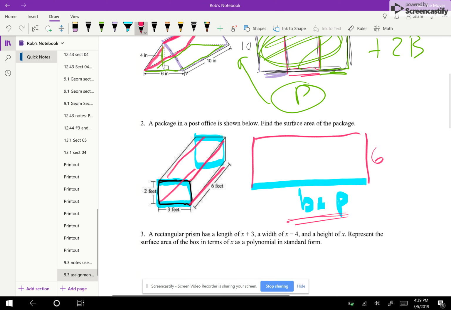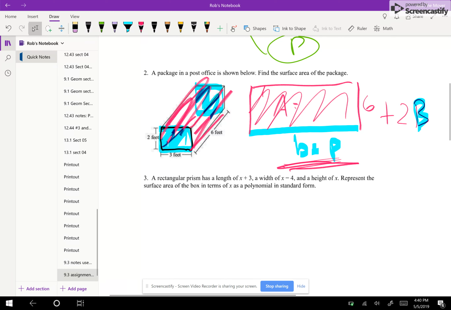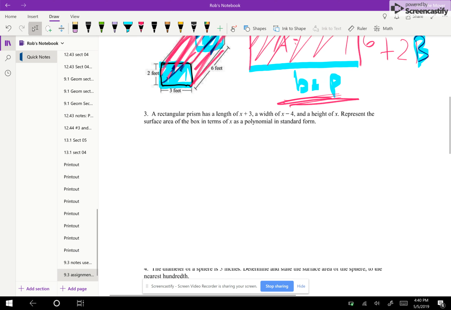Does that make sense? So once you find the perimeter of that base, multiply it by 6, and you're going to get the area of that rectangle, which is just the outsides of this figure. You still need plus 2 times the area of the base, which is the area highlighted in blue. You've got 2 of those, and then you've got the area of that red thing, which is all 4 of those rectangles put together: the perimeter of the base times the height, which is 6. Okay, I hope that helps out a little bit.